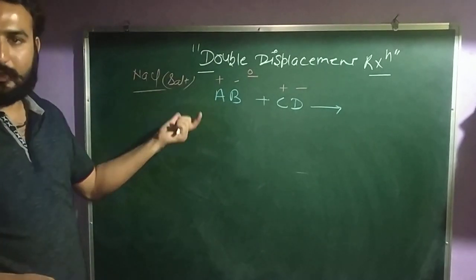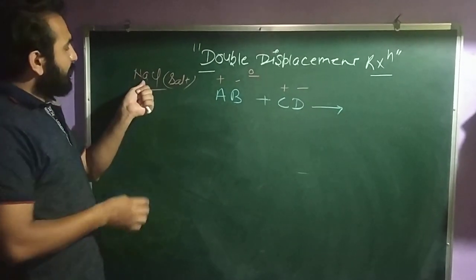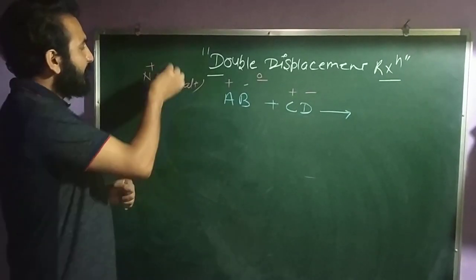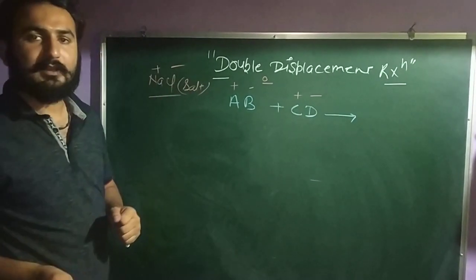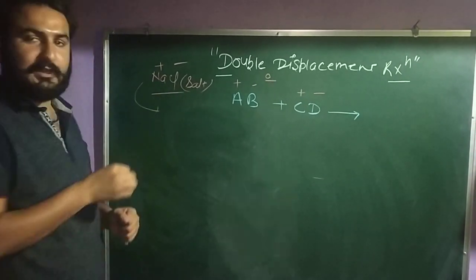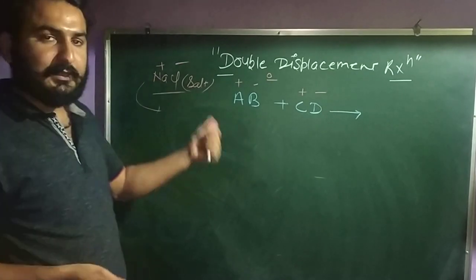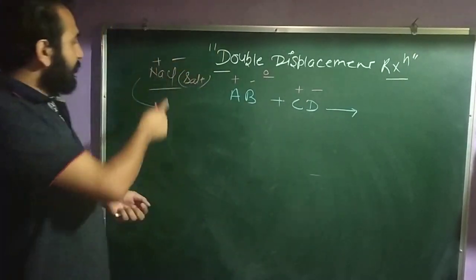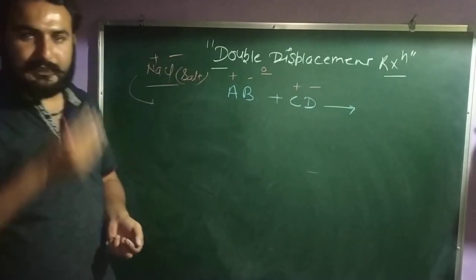and known as table salt. Clear? And this Na is a metal, positive. This Cl is a non-metal having negative charge. Why are they positively charged and negatively charged? Because metals have the tendency to lose their electrons. Clear? And non-metals have the tendency to accept electrons.